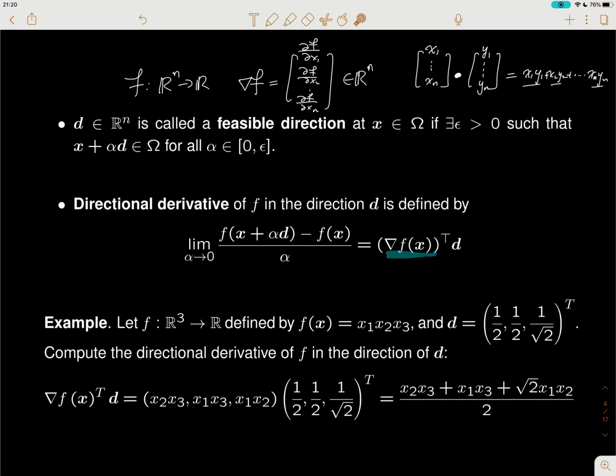Okay, so this notation here means that I have a column vector. This has a column vector. This has a column vector. Then when I transpose this column vector, it becomes a row vector. So when I multiply the row vector and this column vector, I can just treat them as matrices, right? So I have a row vector, I have a column vector. Then when I multiply them together as matrices, I will just get a scalar. Okay, so that's the directional derivative.